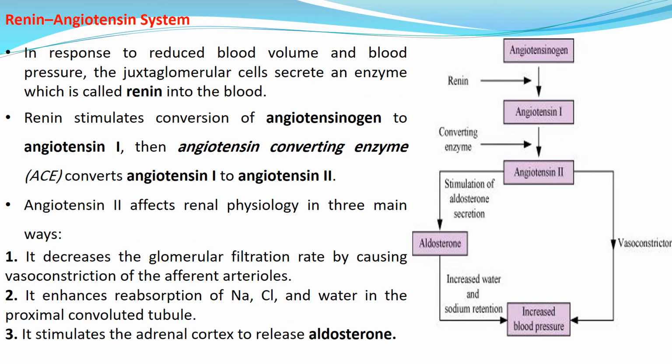So the hormones which are responsible for the regulation of the blood pressure, the first one is called the Renin-Angiotensin system. In response to reduced blood pressure, due to, let us say, a reduction in the blood volume from bleeding, dehydration, vomiting, or any other factor which might decrease the blood volume and blood pressure. So when there is hypotension, the juxtaglomerular cells, the cells we just mentioned in the previous slide, secrete an enzyme which is called renin.